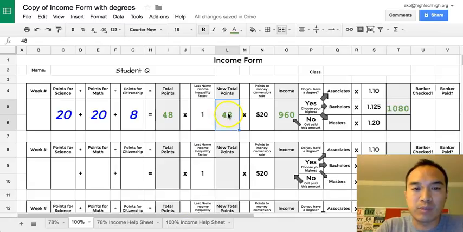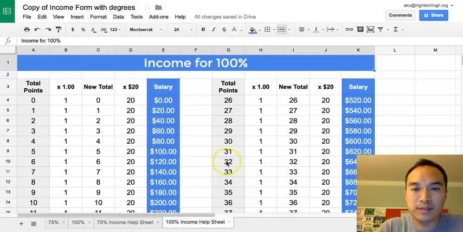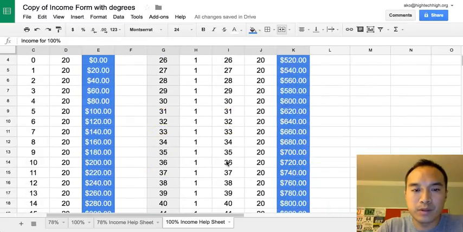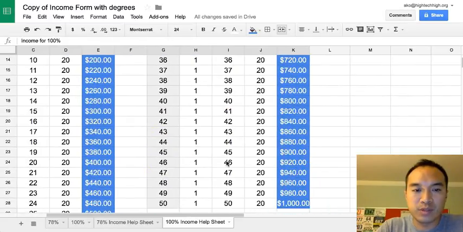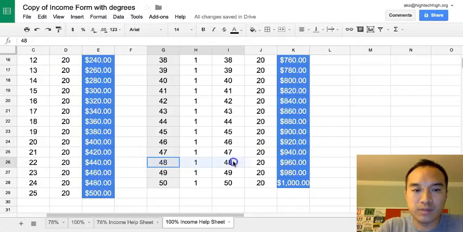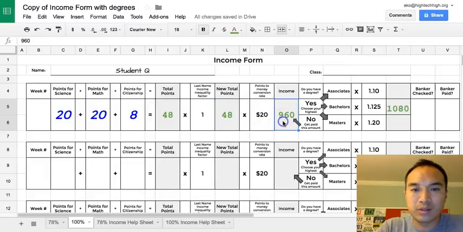So let's look at that. Remember this number 48. So 48. So here we go. 48, 48. Aha, here we go. So the student should get $960. So let's double check that. 960, yes, all right. So this student claims to have a degree and they filled this out.